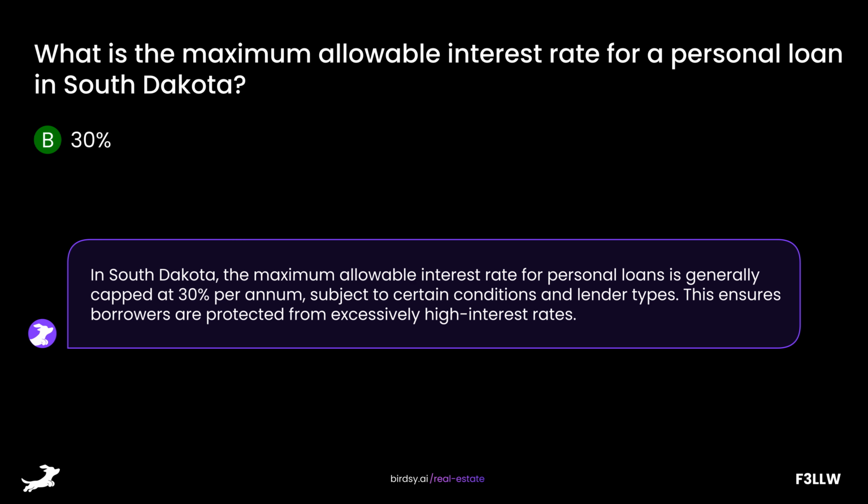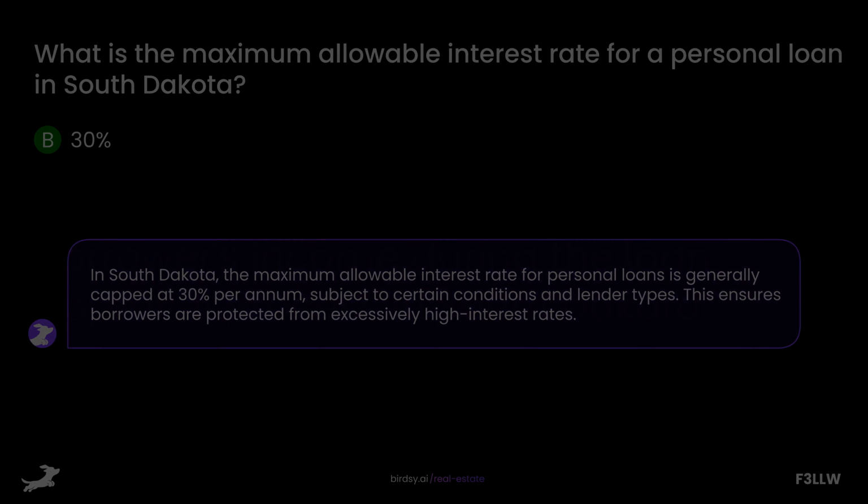In South Dakota, the maximum allowable interest rate for personal loans is generally capped at 30% per annum, subject to certain conditions and lender types. This ensures borrowers are protected from excessively high interest rates.